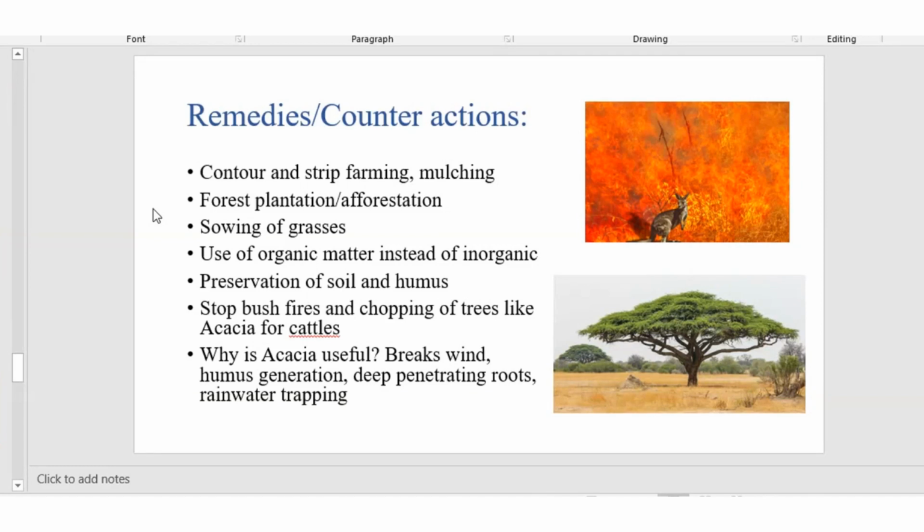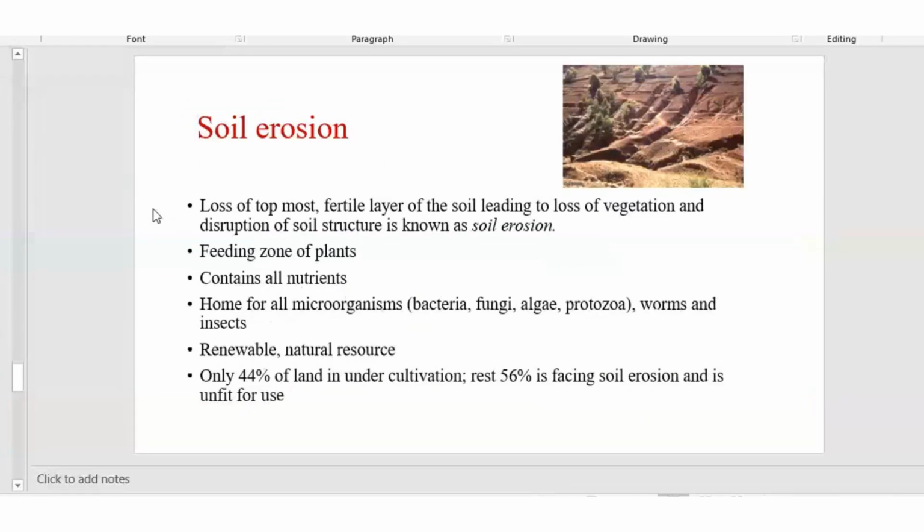And the sowing of grasses is important because not only does it provide food for grazers, for herbivores, but since they spread very fast, it also increases the green cover. Also, since they are creepers, they spread over the surface, so they hold soil very tightly, and this prevents soil erosion to a huge extent. So these are some counters and remedies for land degradation.